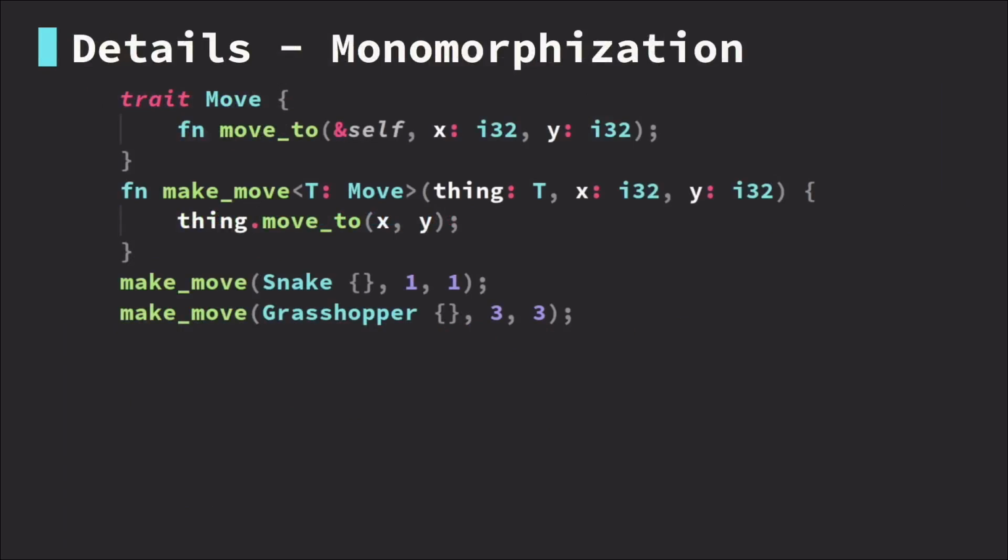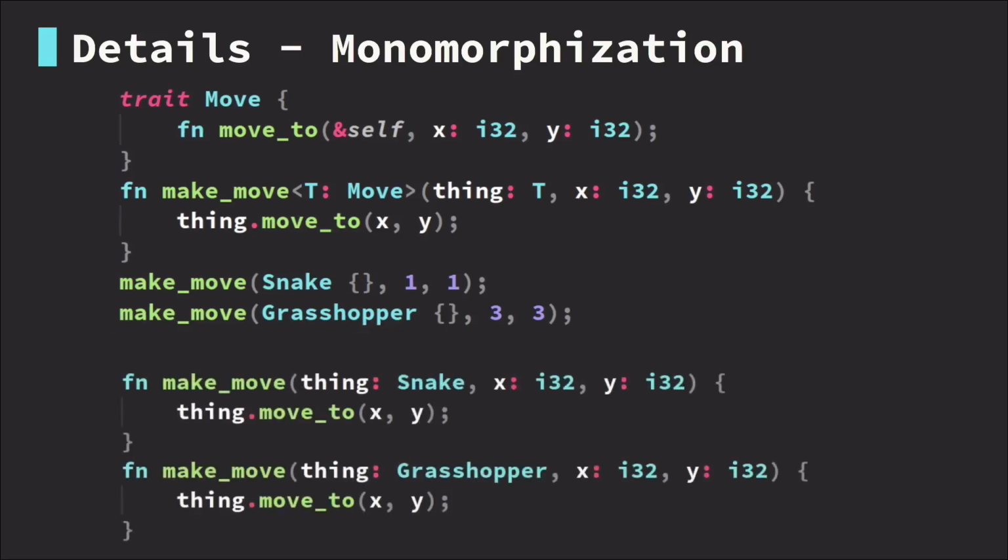One last thing we need to cover before finishing up. We have our trait from earlier that declares the move_to function. If we take a look at the generic function here, the makeMove function, we will see that it will call the move_to function that's defined on the trait. Later in the program code, we call the makeMove function using both a snake and a grasshopper. We know from previously that this should print out slither to 1, 1, followed by hop to 3, 3.